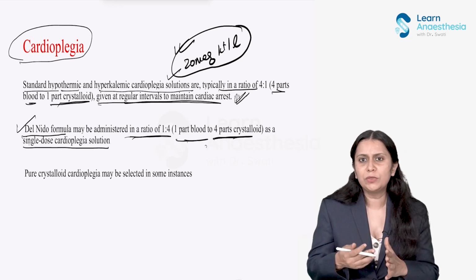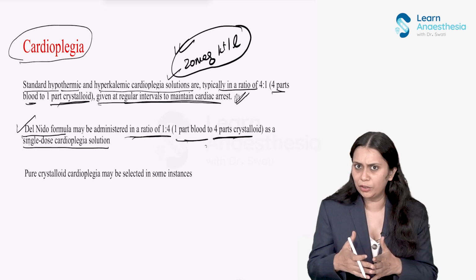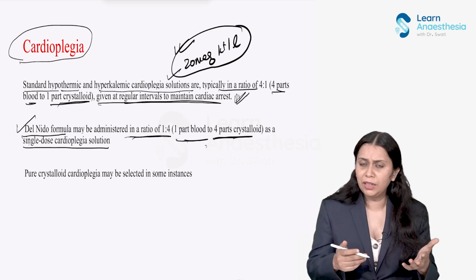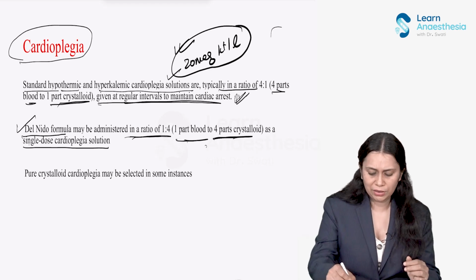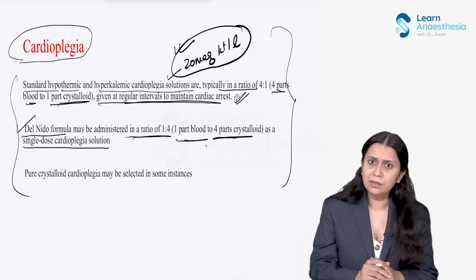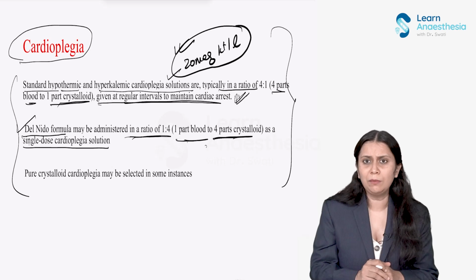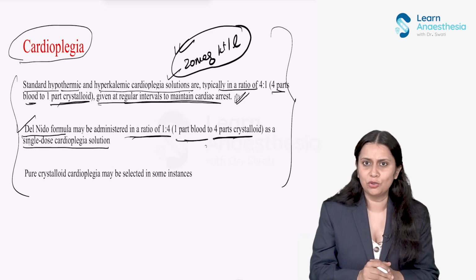Mostly the cardioplegic solution is a mixture of crystalloid and blood. The ratio depends upon whatever you have chosen. The crystalloid contains 20 milliequivalents potassium per liter. So these are the important things that we have to remember about cardioplegic solution. And this is all about the cardiopulmonary bypass machine, which takes over the function of heart and lung during cardiac surgery. I hope you have understood. Thank you.